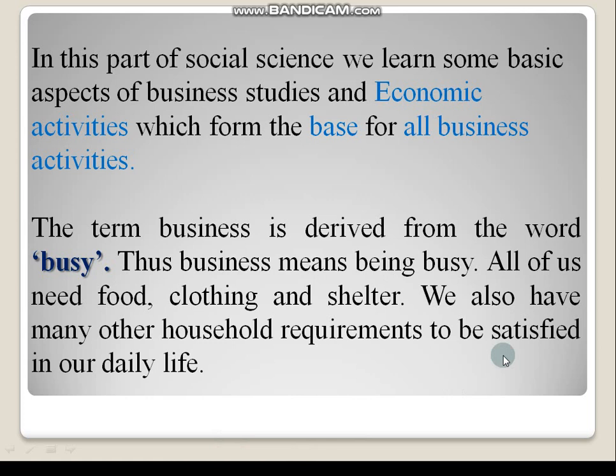Why do we need to be satisfied in our daily life? This is very, very important. To be satisfied in our daily life, we need other household requirements also.